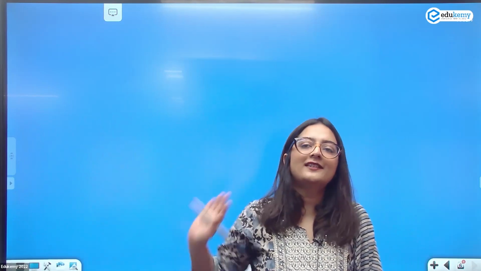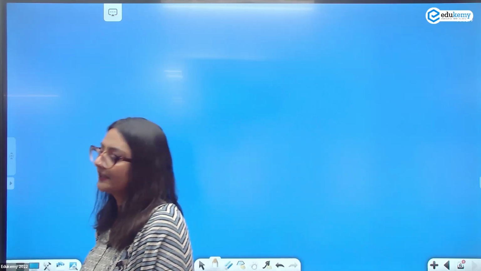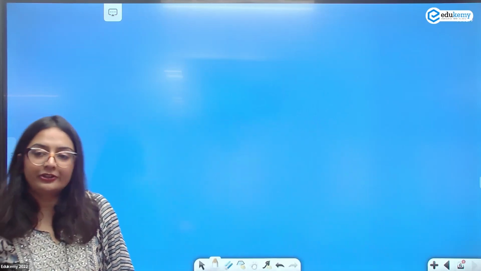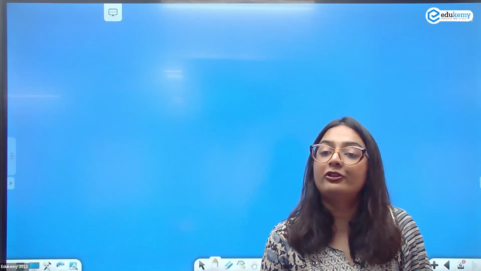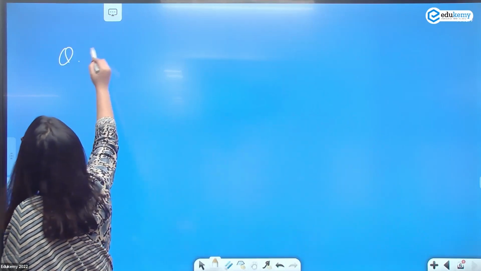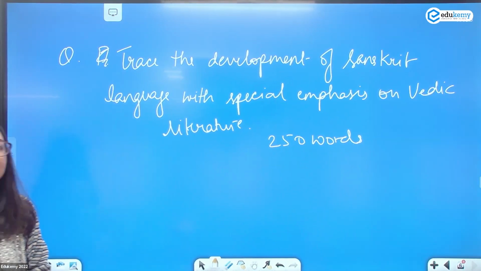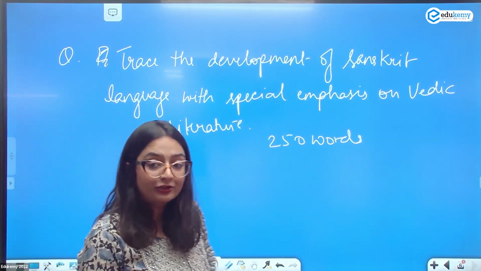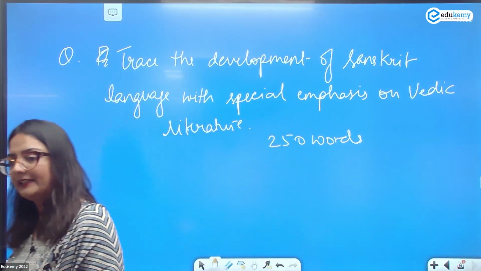They see it in art and culture, but forget that they have already studied it in NCERT. And that is in the context of the development of Sanskrit literature. This is one question that I personally feel can come, since we have already got a question on Persian literature. In that context, kindly write the question. Trace the development of Sanskrit language, theek hai, with special emphasis on Vedic literature.